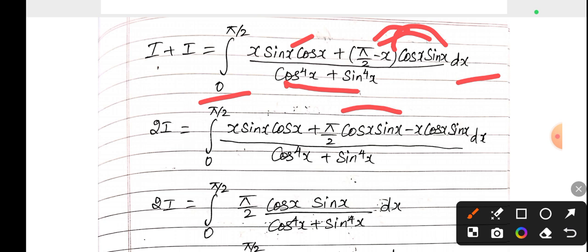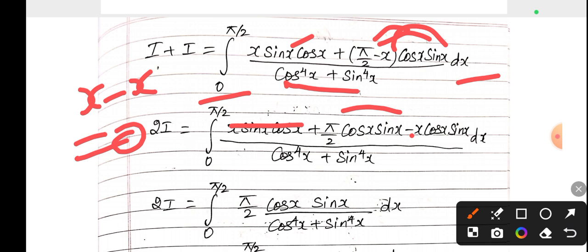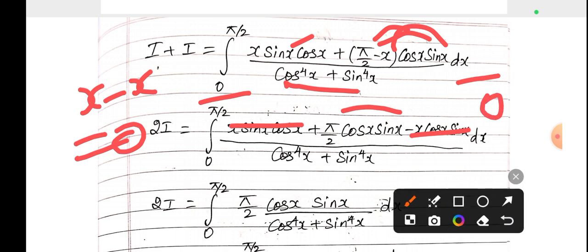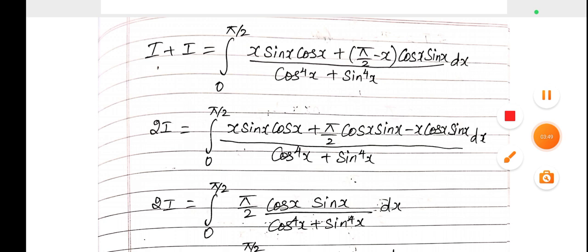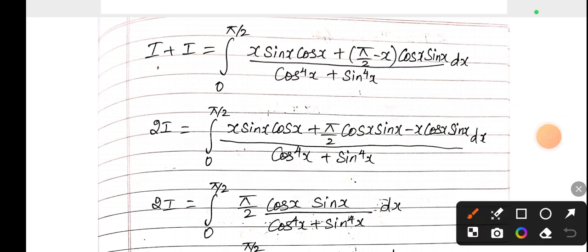Once this is clear, we can remove plus x minus x equals 0. Correct, children? Like that, x sin x cos x and minus x cos x sin x both are the same. A into b equals b into a, it becomes 0. We can't say the word cancellation, but it will become 0. Just like plus x minus x, we won't say cancellation, we will say it's 0. So remove this plus x sin x cos x and minus x cos x sin x. Then what will be the balance now? Pi by 2 cos x sin x by cos power 4x plus sin power 4x.